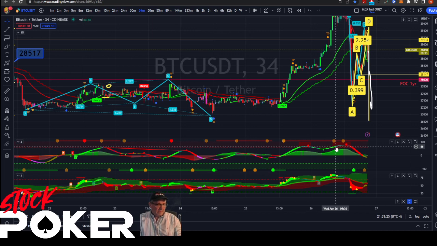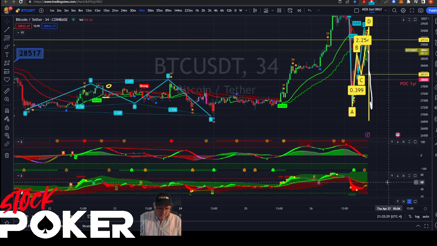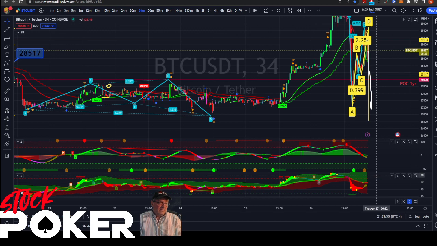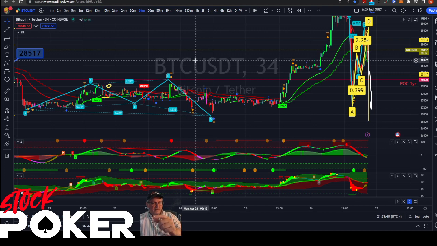on the MDX oscillator 5. On the MDX oscillator 4, we're right in the mid-range. Actually, we're pretty high up here in the 60s. I really do think this is going to come down, and I wish I would have loaded a little bit more into the shorts.